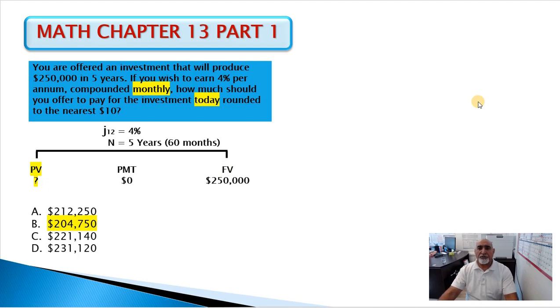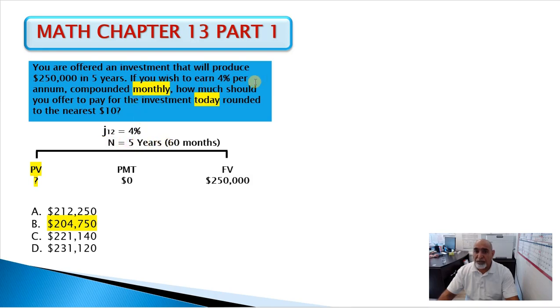Okay, here's a question. You are offered an investment that will produce $250,000 in 5 years. If you wish to earn 4% per annum compounded monthly, how much should you offer to pay for the investment today, rounded to the nearest $10? So from all this information, we make the timeline diagram. The timeline diagram says you're offered an investment that will produce 250. That means at the end there will be 250,000 in 5 years. So this number is 5 years.